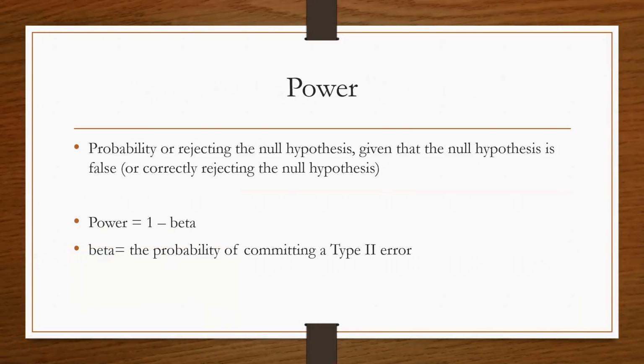Following that, we have power, which is basically the probability of correctly rejecting a null hypothesis. That's all you need to know. You don't have to know how beta is calculated. They'll generally give you a beta, and beta is just the probability of committing a type 2 error. Given all that, power equals 1 minus beta. Really simple, really straightforward.